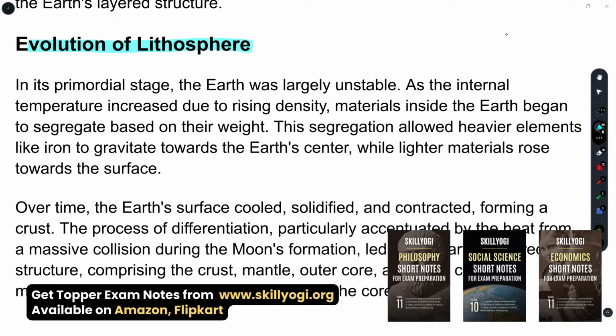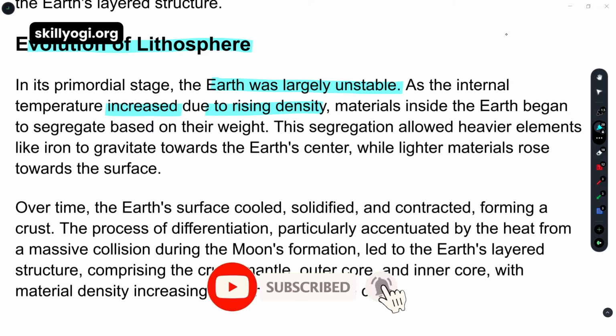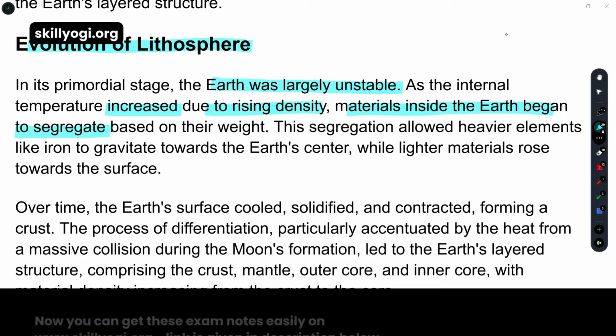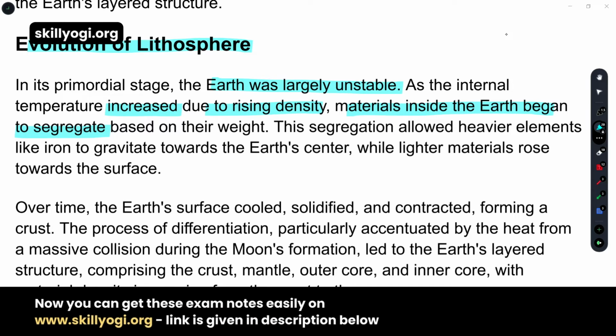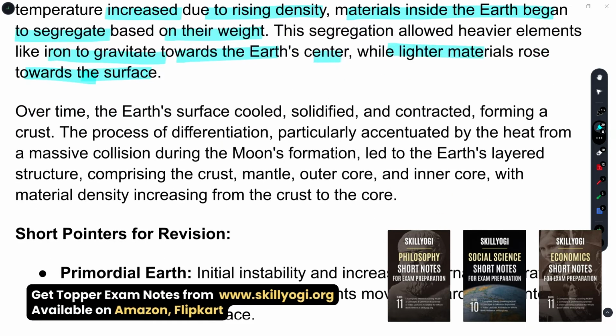In its primordial stage, the earth was largely unstable. That part we have already learned. A billion years ago, earth was not a stable planet, and as the internal temperature increased due to the rising density, the material inside began to segregate. Segregate means differentiated, separated based on their weight and density. So the segregation allowed heavier elements like iron to gravitate towards the earth's center and the lighter materials towards the surface. Just now I explained that, and it is written here in a different sentence.